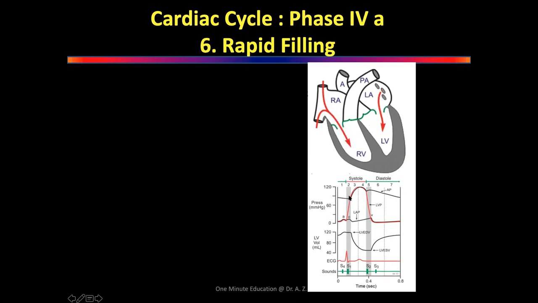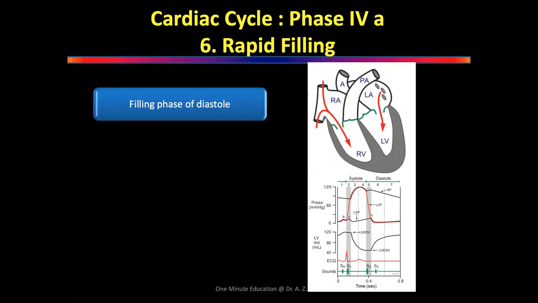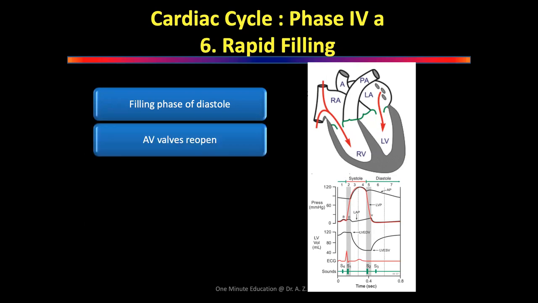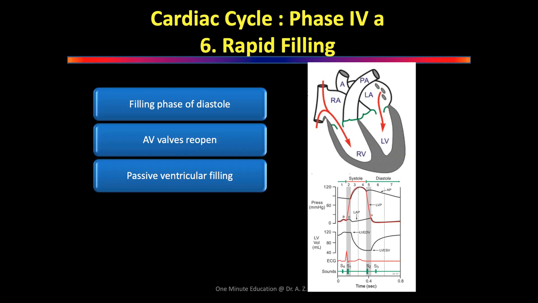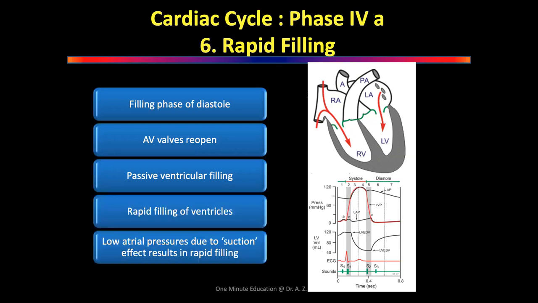Having done that, you enter into rapid filling. The rapid filling is because the mitral valve is opened. There is a pressure differential between the left atrium and the left ventricle. The left ventricle pressure is lower than the left atrial pressure. So in phase six, there is rapid filling. The mitral valve is opened, blood is quickly pushed into the left ventricle, and so very quickly the left ventricle starts to fill.